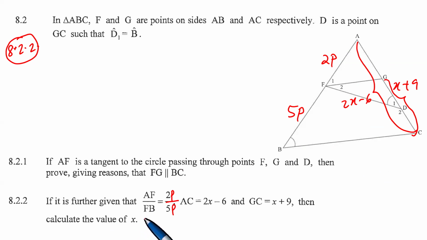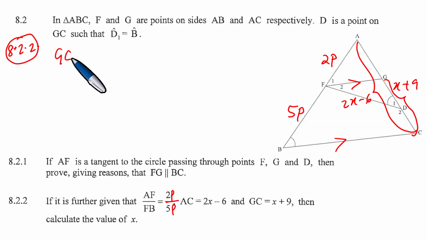Right, so to find the value of x, there are a couple of ways to do this. We're going to use a theorem here to find the answer. You can use the fact that you already know that FG is parallel to BC.